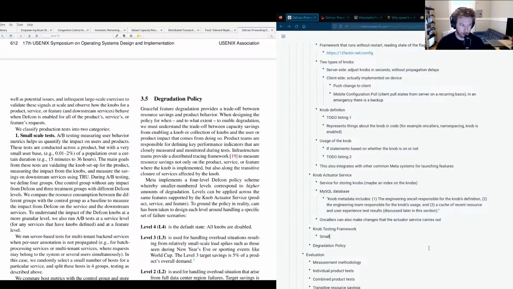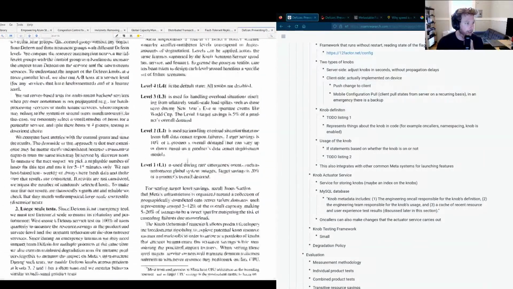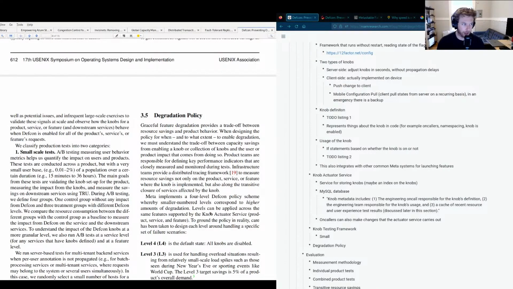Well, we're going to read the rest of this section, and then we'll get to evaluation, and then we'll read the rest of the 3-point whatever series, and then we'll go back and recap. So small scale tests. The goal of the testing framework is to gather data about what manipulating knobs does. So small scale tests. These small scale tests.